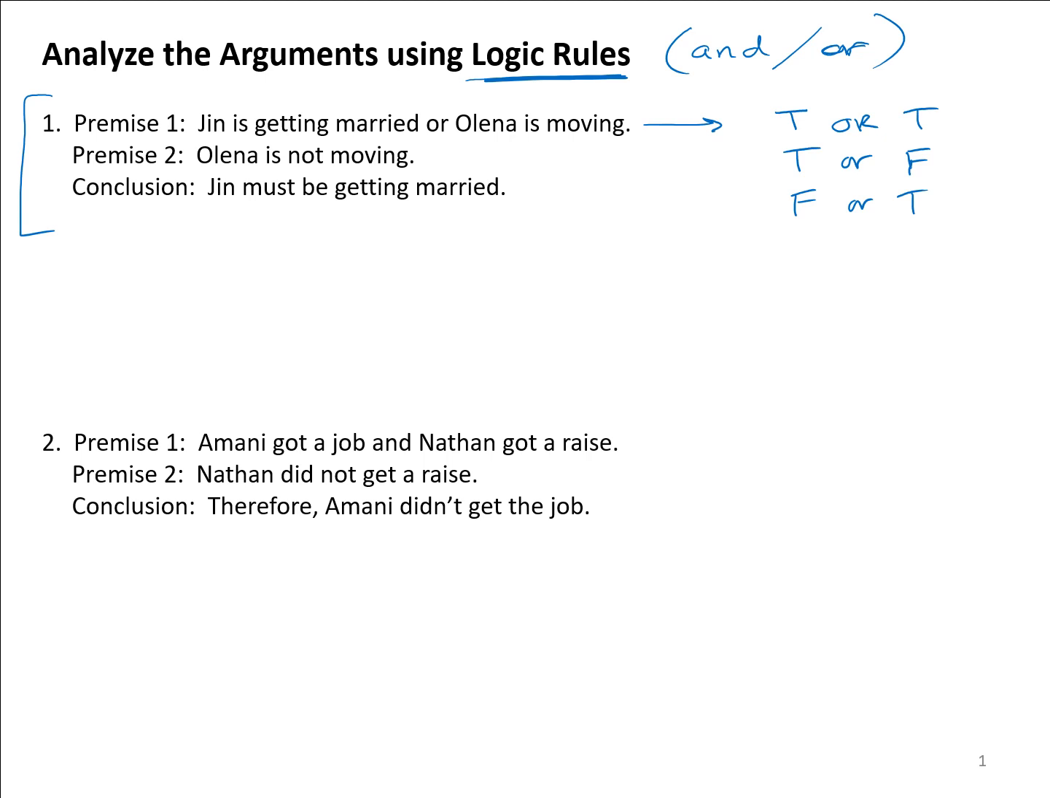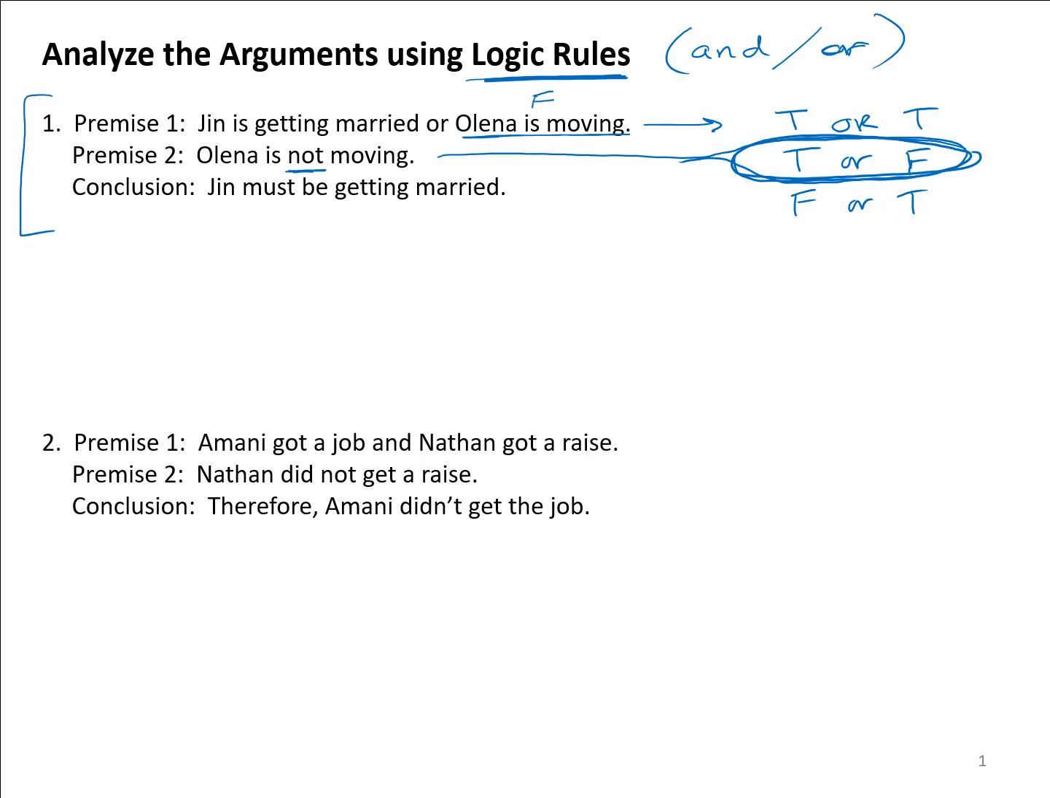Well, let's look at what premise 2 says. Premise 2 says Elena is not moving. Okay, if Elena is not moving, that means the situation has to be this one right here. Because remember, the original premise said that Elena is moving. If Elena is not moving, that means that second part of the or statement is false. So if that second part of the or statement is false, that means that Jen must be getting married.